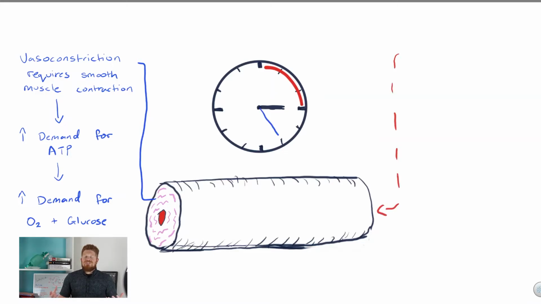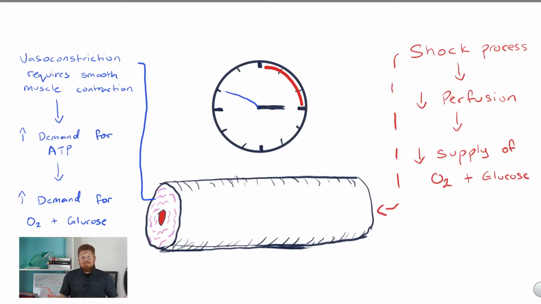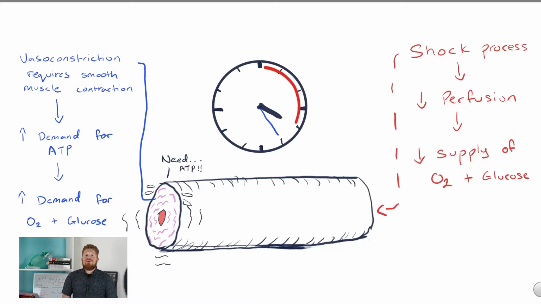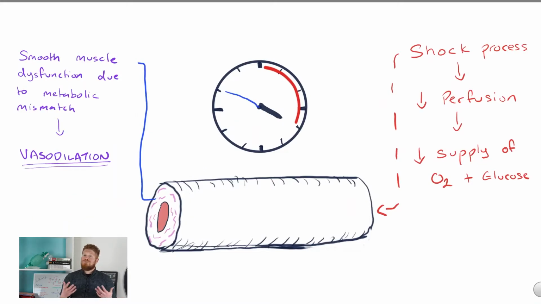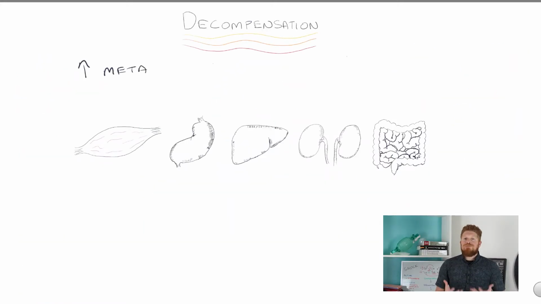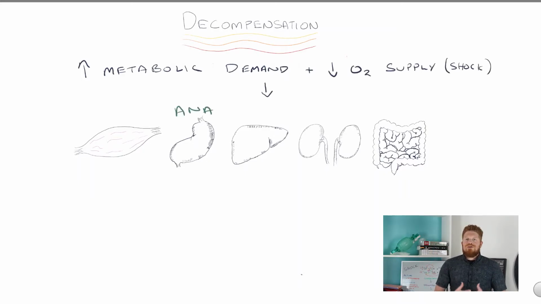But now we have a situation where we have actually reduced our perfusion. Blood isn't quite reaching as far as it used to. So if there's this reduction in supply of oxygen and glucose to an area where there's an increased demand for ATP, we're going to have failure of those mechanisms and we will vasodilate. This mismatch of supply and demand, particularly when metabolic demand is going up and supply is going down, we end up with more and more areas of our body becoming oxygen starved.